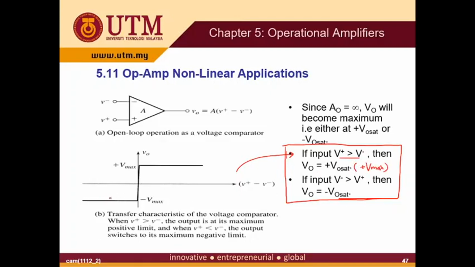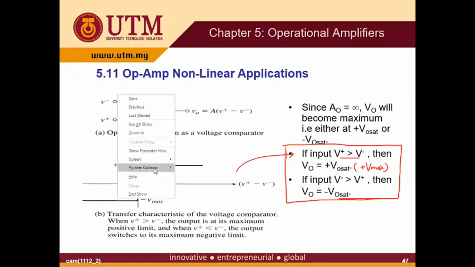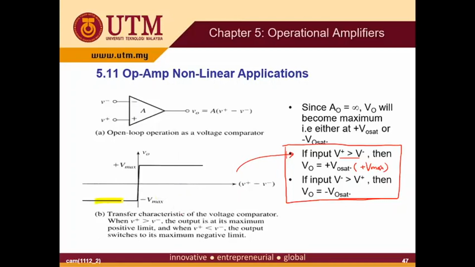And then in this region, this is where V plus minus V minus is negative, or less than 0. So that means V minus is larger than V plus, the other way around. So what happened? V out will become negative V max. These two statements describe the operation of the op-amp as a comparator.